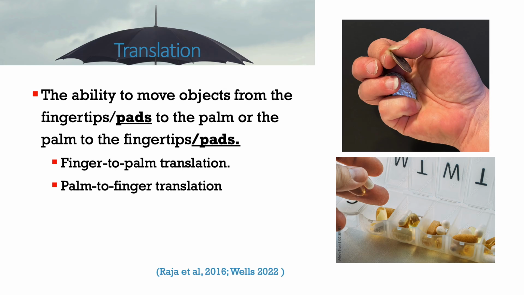Translation is the ability to move objects from the fingertips or pads to the palm, or the palm to the fingertips or pad. This is sometimes referred to as squirreling. Some examples are moving coins from the palm to the fingertips to place into a vending machine, or picking up pills or pennies and moving them from the fingertips into the palm or into your mouth.